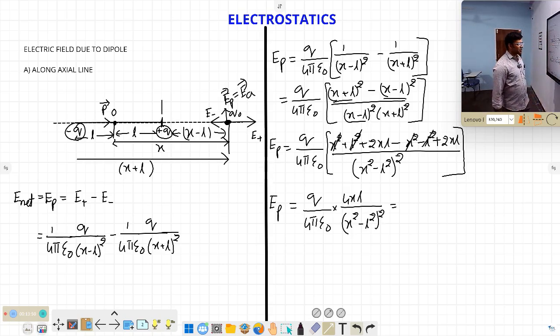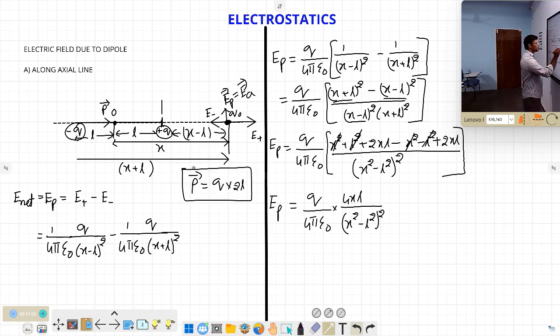Now this expression we have to write in the form of dipole moment. What is the dipole moment formula? For any dipole moment we indicate it with P. P is equal to Q into the length of the dipole. Yes or no? So in this case, Q into 2L. Here we have Q, and the length we have is 4L.